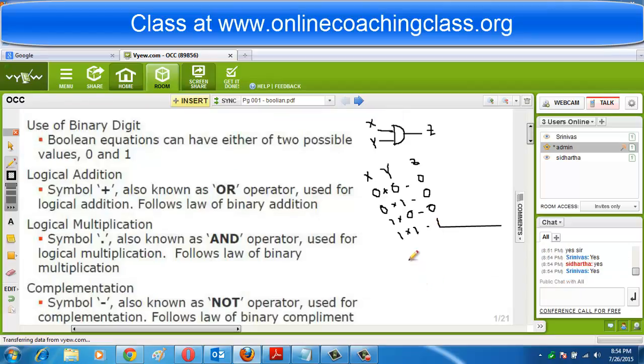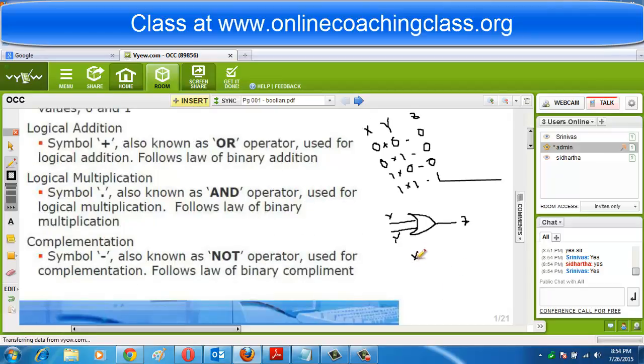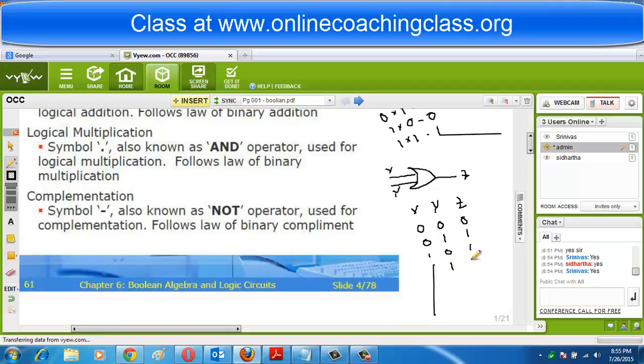Okay, now see the OR gate. The symbol is like that. Same thing, it has inputs X and Y, and output is Z. Now the truth table will be like that. If X is 0, Y is 0, then Z will be 0. X is 0, Y is 1, Z will be 1. X is 1, Y is 0, Z will be 1. X is 1, Y is 1, Z will be 1.